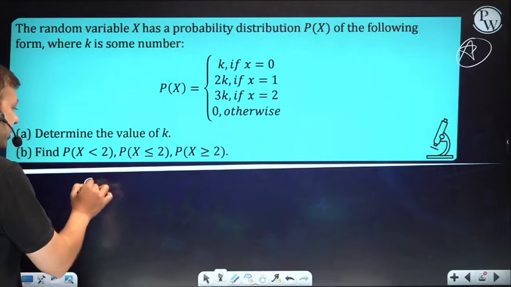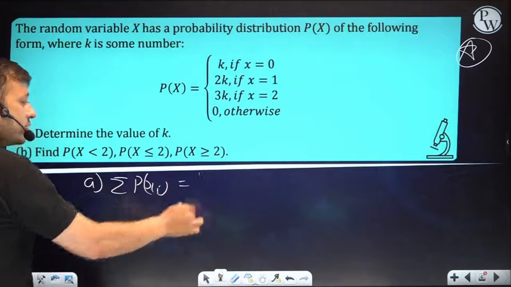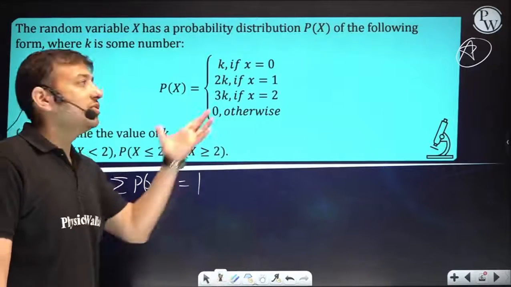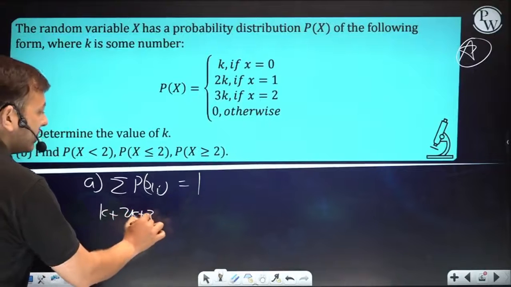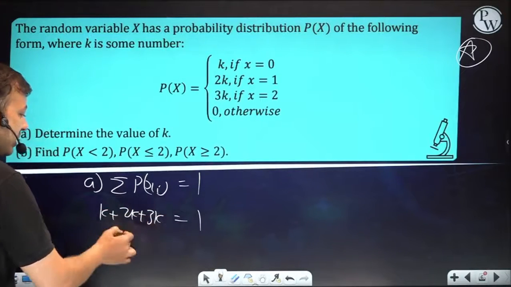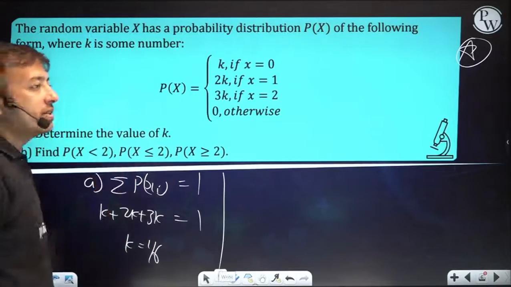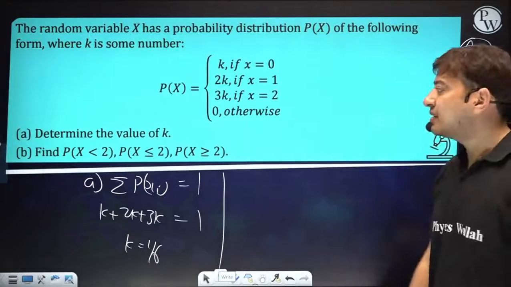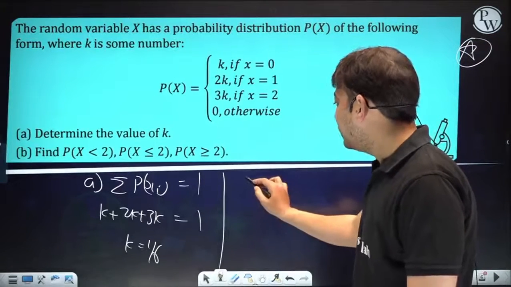So first of all, for A, sigma p(xi) should equal 1. That includes 0, 1, 2 and all others, which will be 0 only. So it will be K plus 2K plus 3K equals 1. So K will become 1 by 6. The first answer, K will become 1 by 6. As simple as that. Next is find the probability of X less than 2.